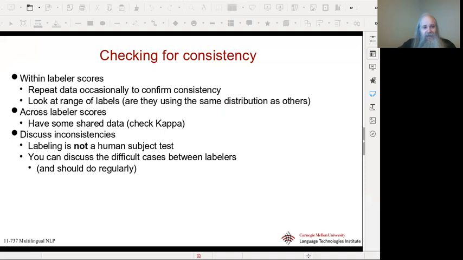And another thing that you should do, that you would not do in a human subject form, is you discuss the inconsistencies. Remember, you're trying to get consistent labels. You're not trying to do a human experiment to find out whether people can agree on sentiment. What you're actually trying to get is an agreement on sentiment. So when people disagree, get them to talk to each other and say, why did you give a 1 for this and the other person gave a 5?